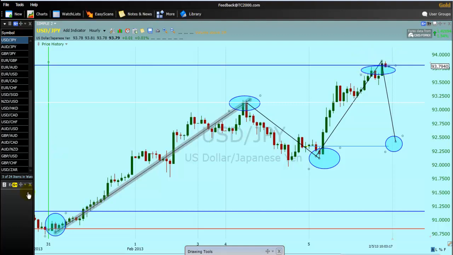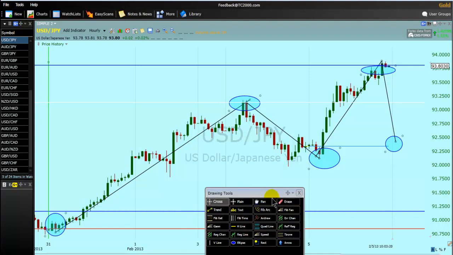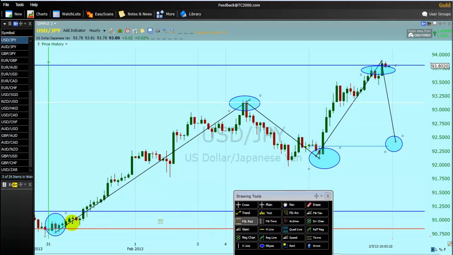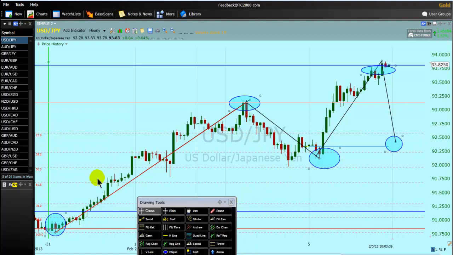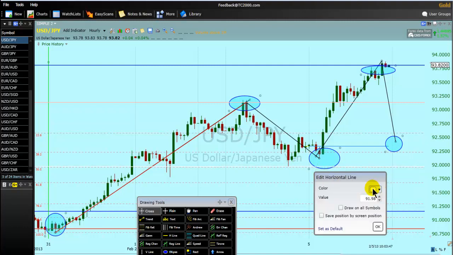Very important. For the flat correction, what usually takes place, the theory, is that the flat correction will take place after a strong up move or a strong down move. And the A correction will bring the price down into the zone of 50% and 61.8% retracement level. You can see that the 50% level is exactly where the A correction ended. I'll call out the 50% level for you in red.